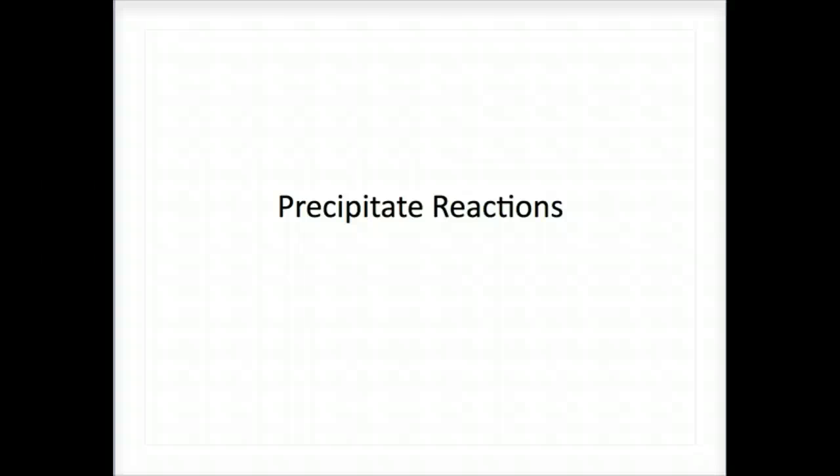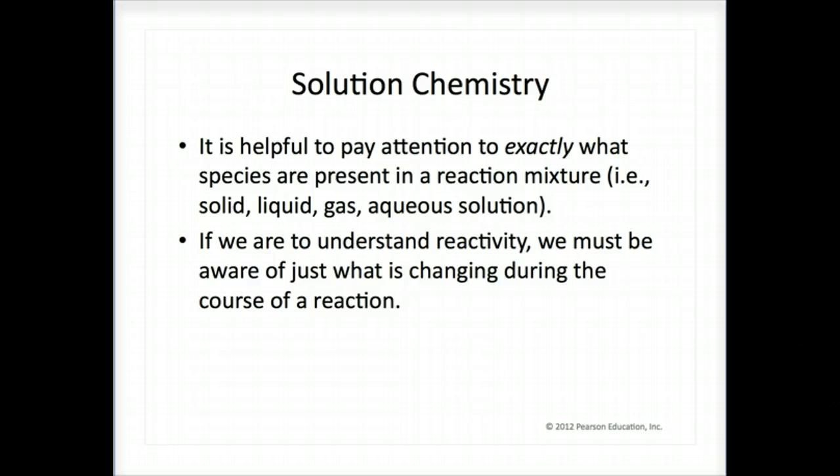When we talk precipitate reactions, again, this is one of three types of metathesis reactions. It's one of the ways when we talk solution chemistry, we have to pay attention to what we are dealing with. We have to know exactly what we are reacting. Since we're dealing with solution chemistry, we're always dealing with the solutions. We're dealing with stuff that ionizes in a solvent.